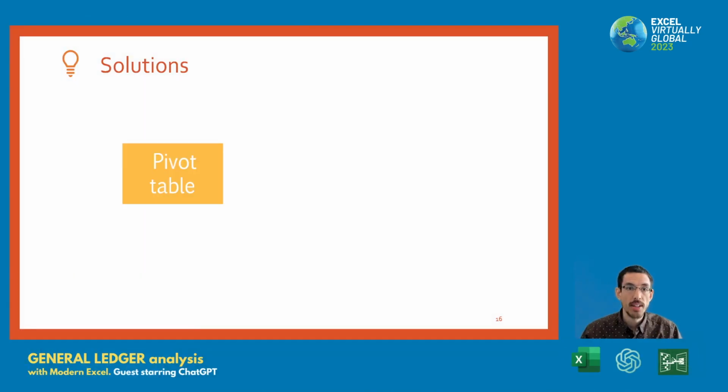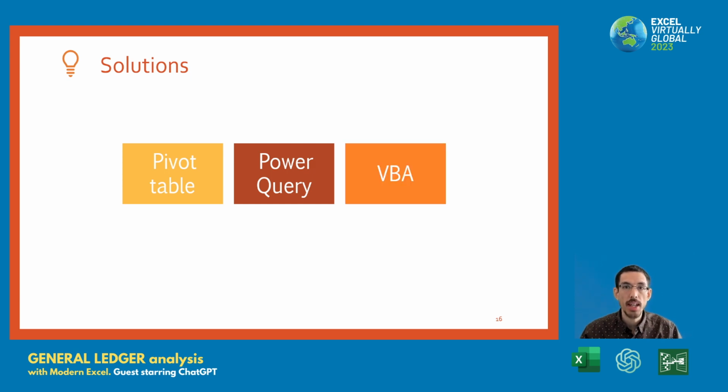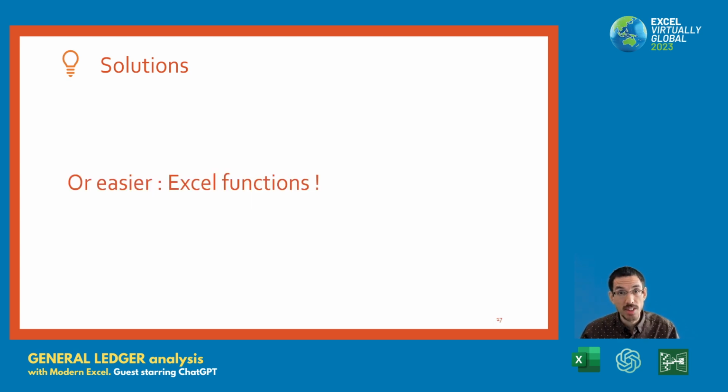You could do it using a pivot table. You could use Power Query with the group by function. You could use VBA, which has a lot of functions, dictionaries, arrays, etc. You could use SQL or Python with group by. I will focus on one way which is even more simple and fast. It's Excel functions. Yes, you can do it with the modern Excel functions.